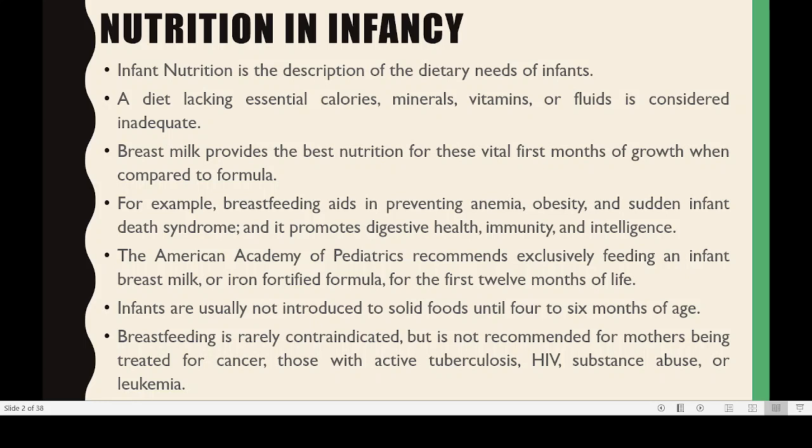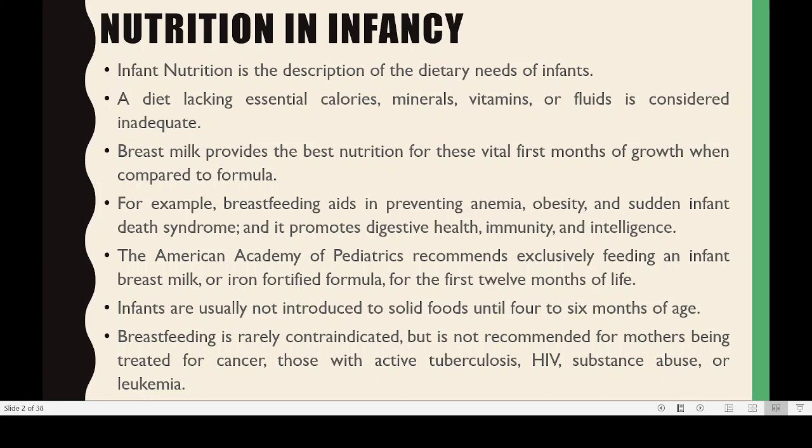Infants are usually not introduced to solid food until 4 to 6 months, because introducing solid food is always a risky thing. We have to take a lot of protection, a lot of care. Breast milk is rarely contraindicated. Contraindicated means there are very few situations where doctors say you should not give breast milk.